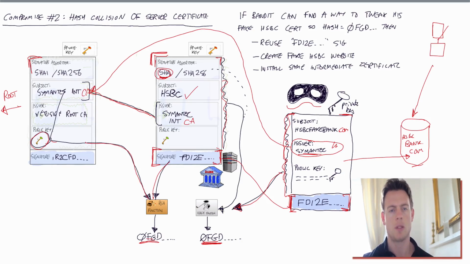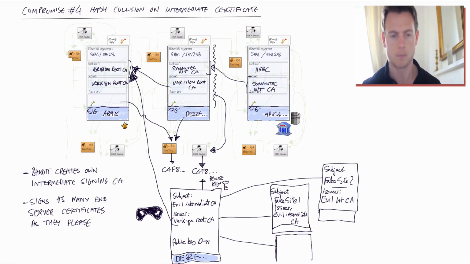Now I just want to show you this can also happen for finding a hash collision for an intermediate certificate. So I've reintroduced our 3 certificates back into the fold. We've got our root certificate here, our intermediate certificate here, and our HSBC genuine certificate here. So now the bandit says, okay, what happens if I take this intermediate certificate, which belongs to Symantec certificate authority.